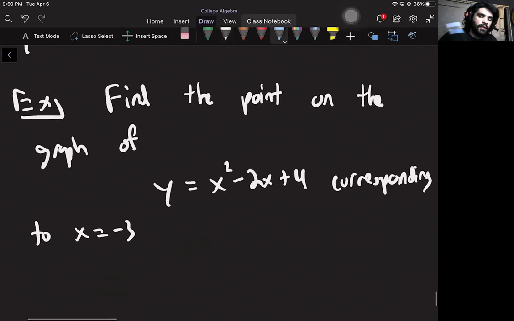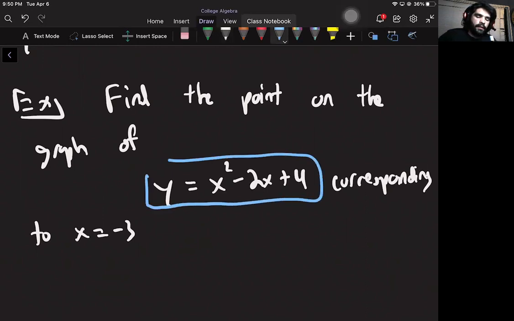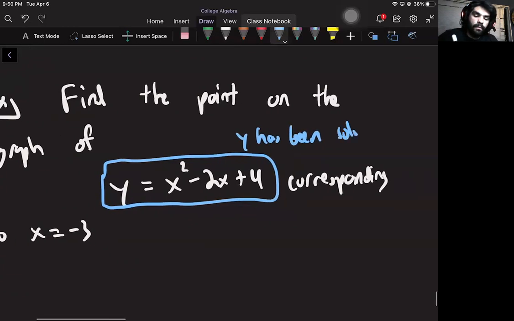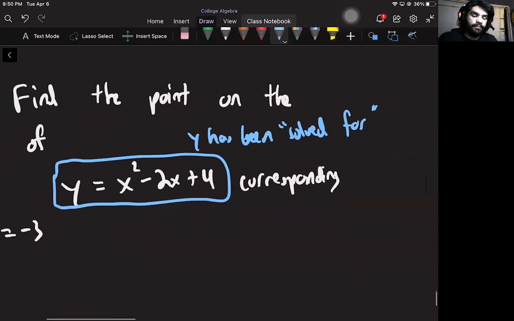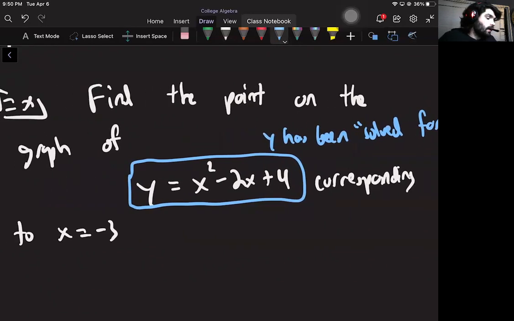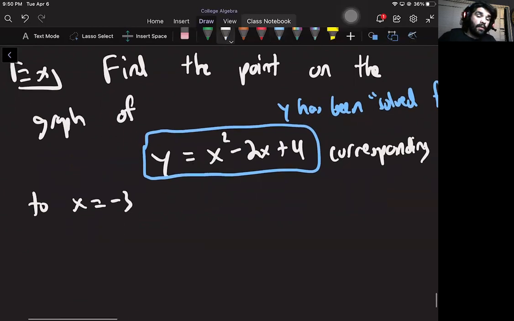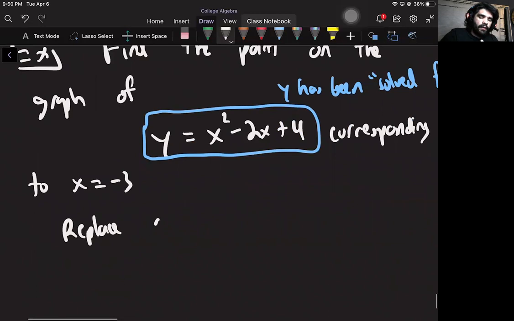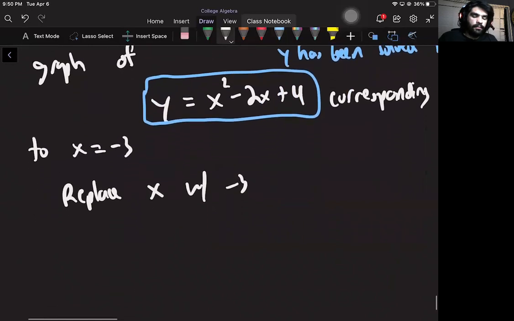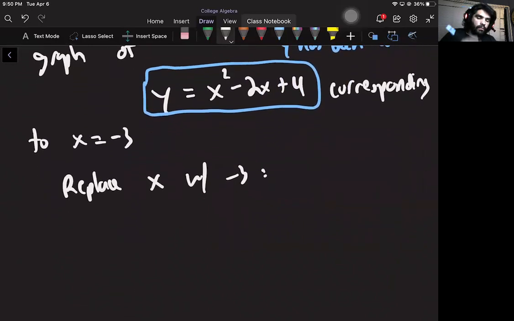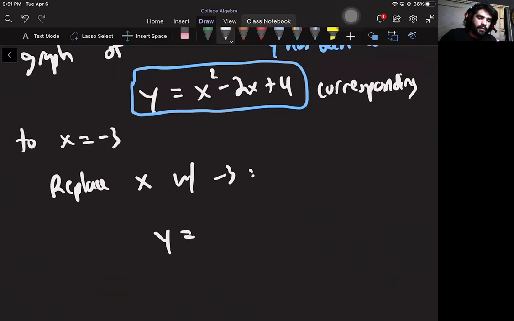And the interesting thing about this equation is that y has been solved for, meaning I got everything else to the other side. And that's a very useful thing that we're going to see a lot. Okay, but in any case, all we got to do is replace x with -3 to see the corresponding y value that it's assigned to. And go from there.